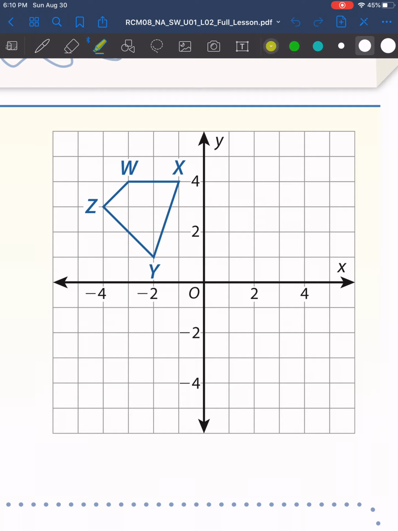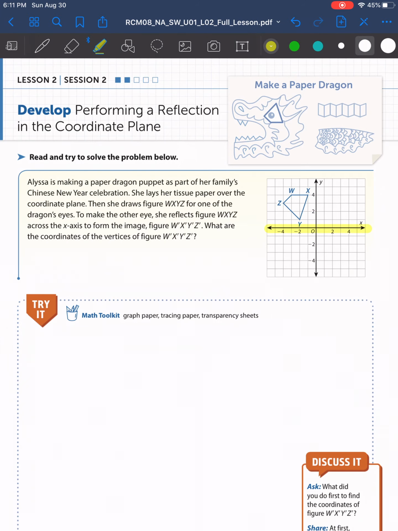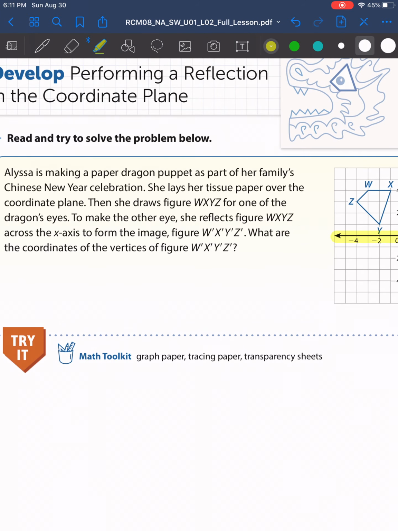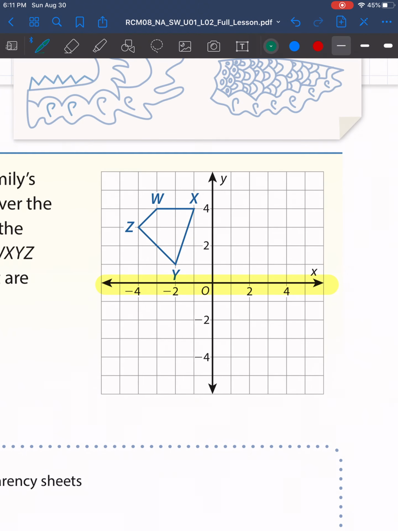I'm going to go ahead and highlight the x-axis. The x-axis is our line of reflection, not the y. So she reflects it across the x-axis to form the image WXYZ prime. What are the coordinates of the vertices of WXYZ prime? So fun. Let's start with Y.